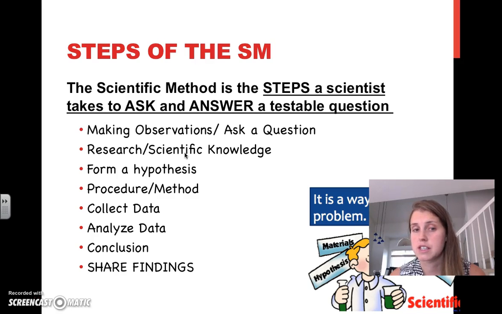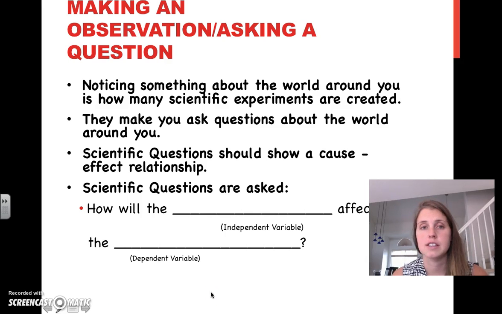So we remember the steps of the scientific method: making observations or asking questions, researching whatever scientific knowledge you already bring to the table, forming a hypothesis, creating a procedure or method that you will use to test it, collecting data from that procedure or experiment, analyzing that data in the form of graphs or words. Conclusion is typically finding the information and analyzing it until you have come to an answer to your question, and then finally sharing your findings.